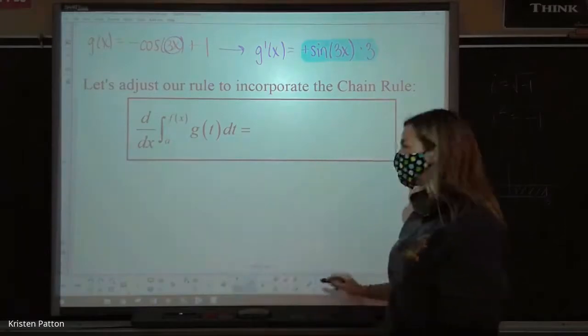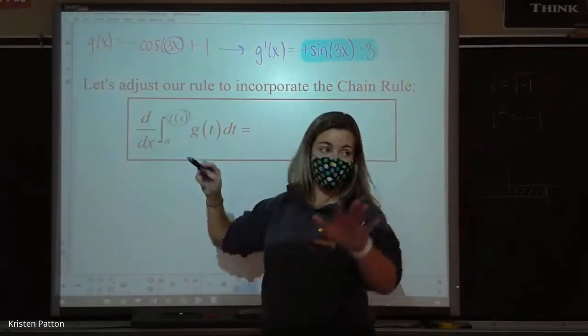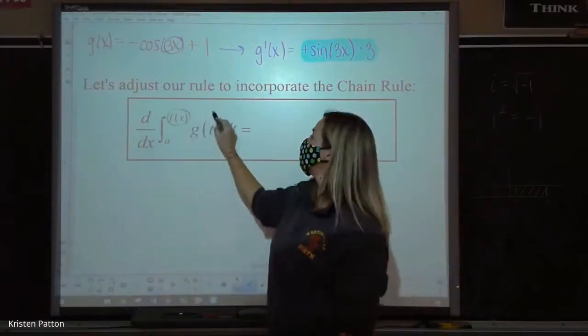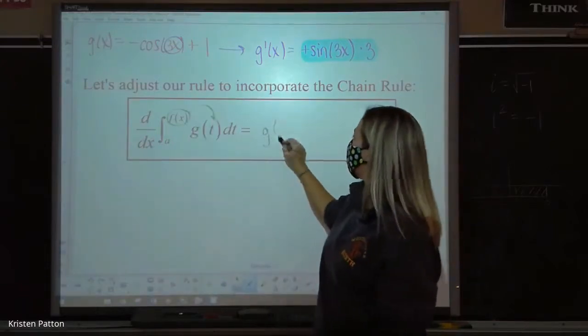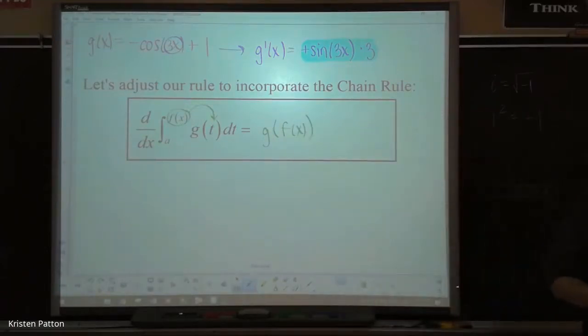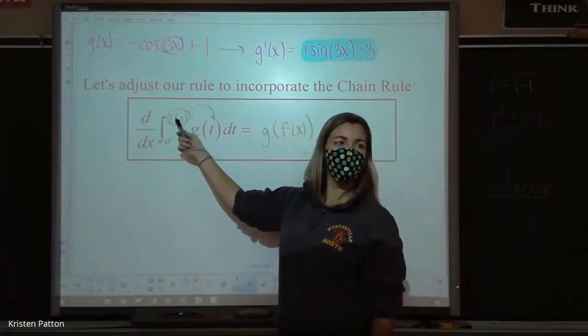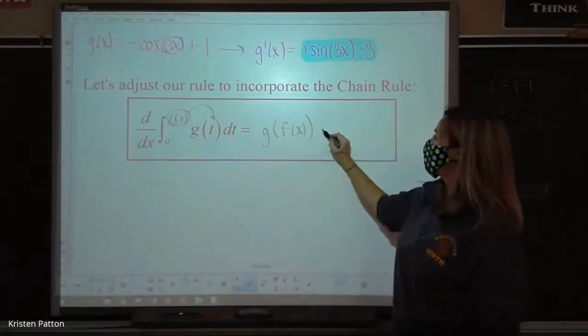But the rule says you're going to do the same idea. To take the derivative, you're still going to make sure the variable's in the top. We're going to go plug it in, so we get g of f of x. But then we're going to need to multiply by the derivative of that upper bound.